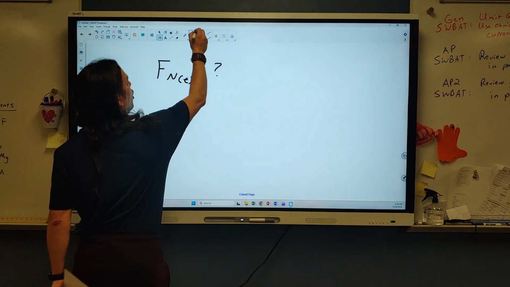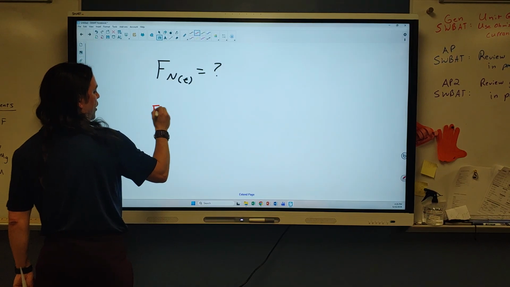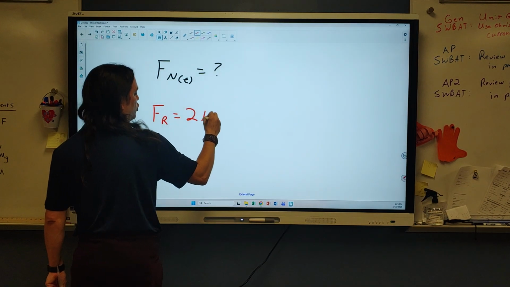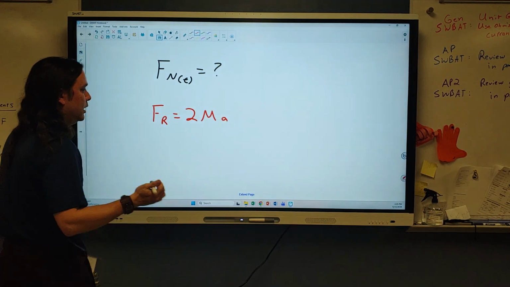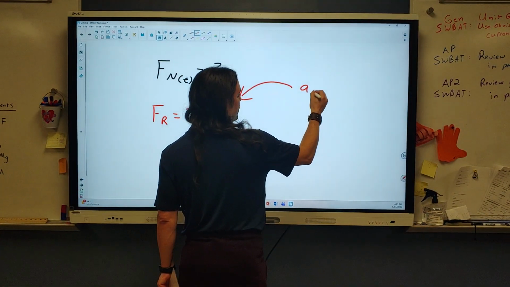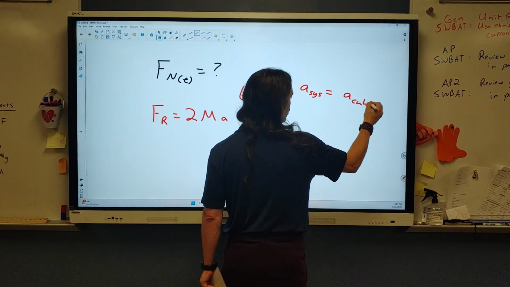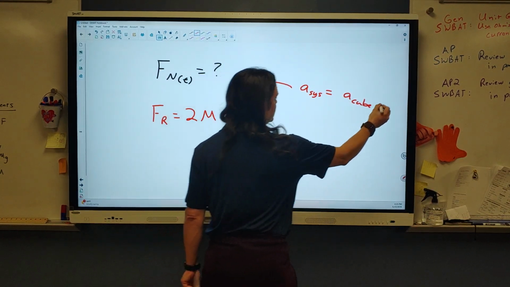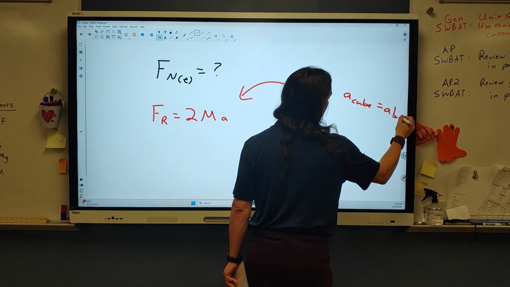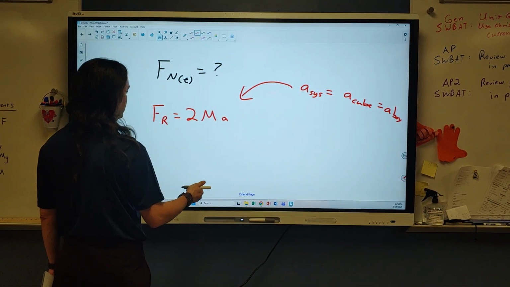Right, so back to what we had. Looking at my Newton's second law setup, I had the following. FR is equal to 2m times a. Here's where Cleophas and the train cars comes in handy, because the acceleration of the system also happens to be the acceleration of the cube, and it also happens to be the acceleration of the box. They all have the same acceleration because they're moving together, at least initially.